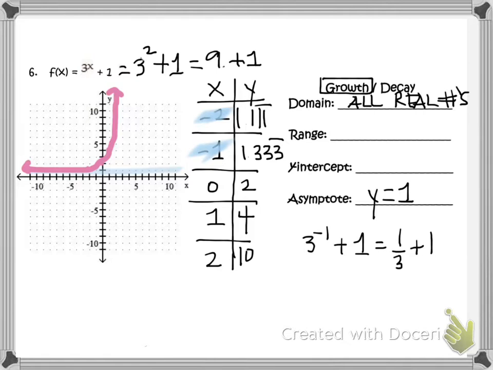So what is your y-intercept? You found it. It's (0, 2). And your range is going to be all y values greater than that asymptote of 1. So y has to be greater than 1.